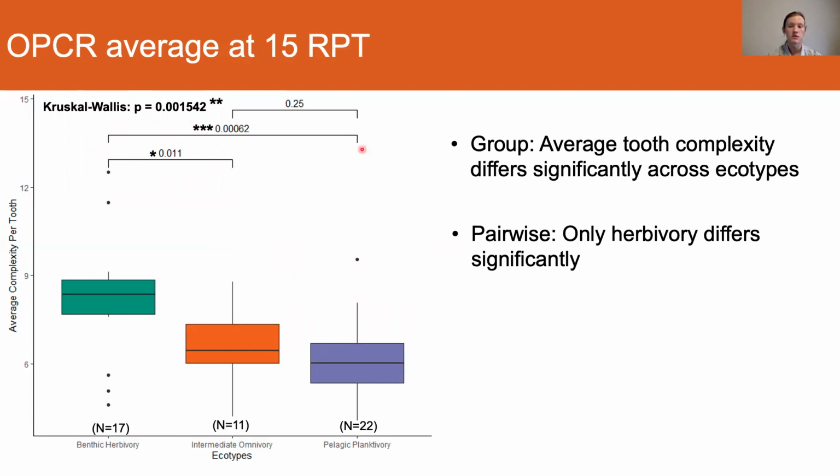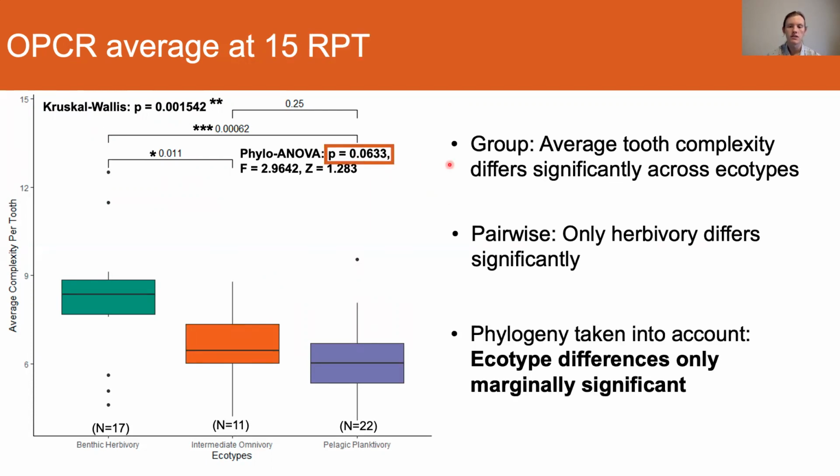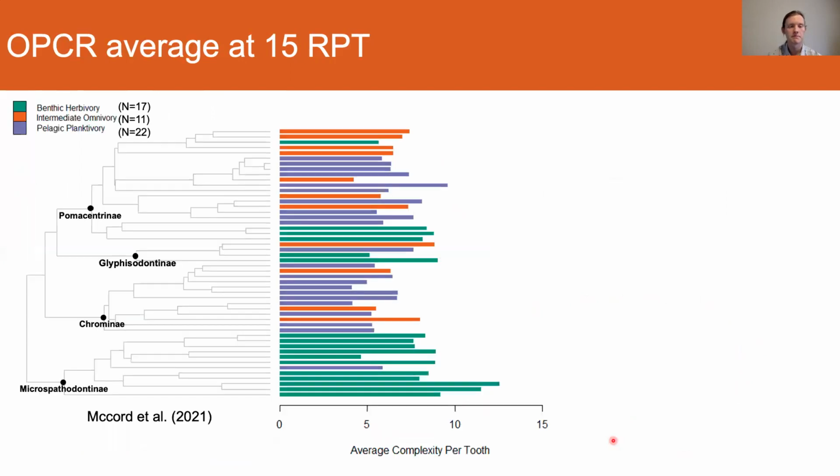differences with planktivores. However, once we take into account phylogenetic relationships using the phyloANOVA, we find our significance drops substantially. In other words, differences in complexity due to ecotype are only marginally significant once phylogeny is taken into account. To understand why this might be, let's next take a look at our different specimens and their average OPCR complexity as they are distributed on the phylogeny.